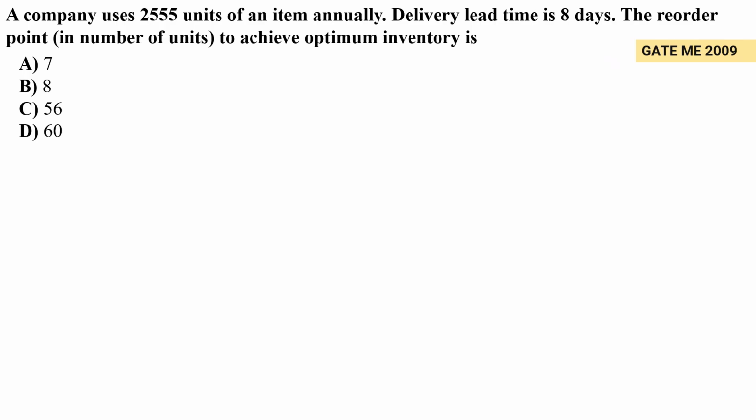Let's see the next question. A company uses 2555 units of an item annually. Delivery lead time is 8 days. Then the reorder point to achieve optimum inventory is option A 7, option B 8, option C 56, option D 60.